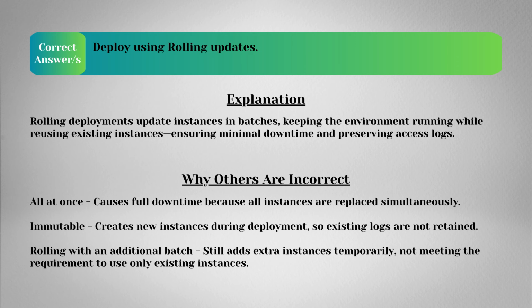All at once causes full downtime because all instances are replaced simultaneously. Immutable creates new instances during deployment, so existing logs are not retained. Rolling with an additional batch still adds extra instances temporarily, not meeting the requirement to use only existing instances.